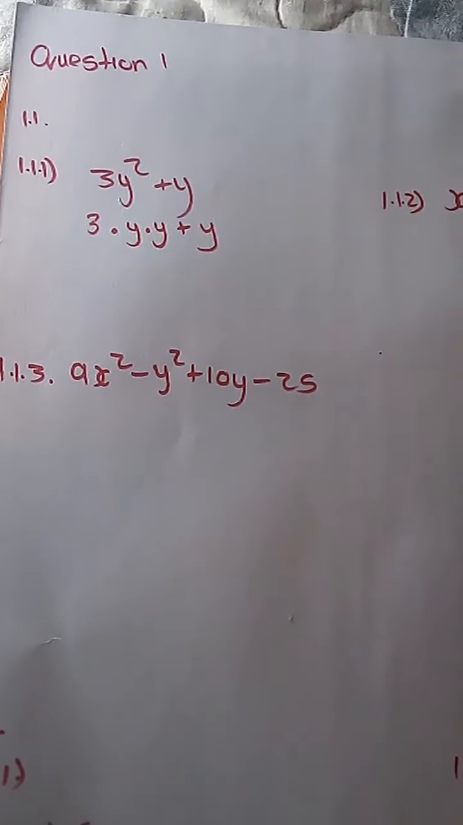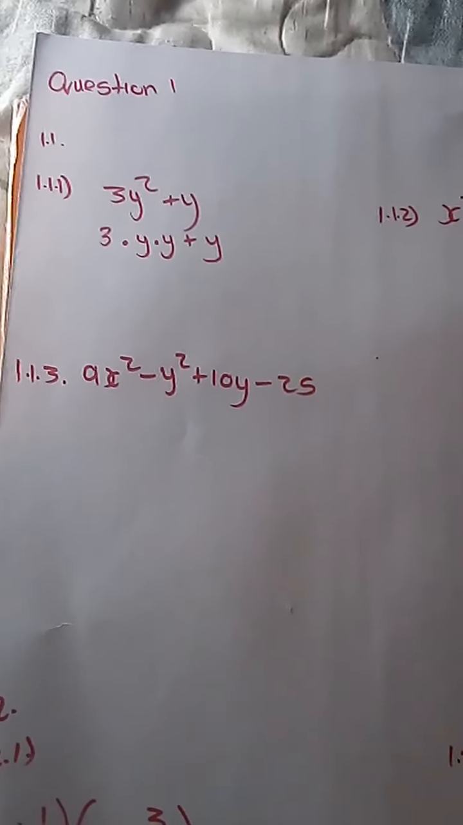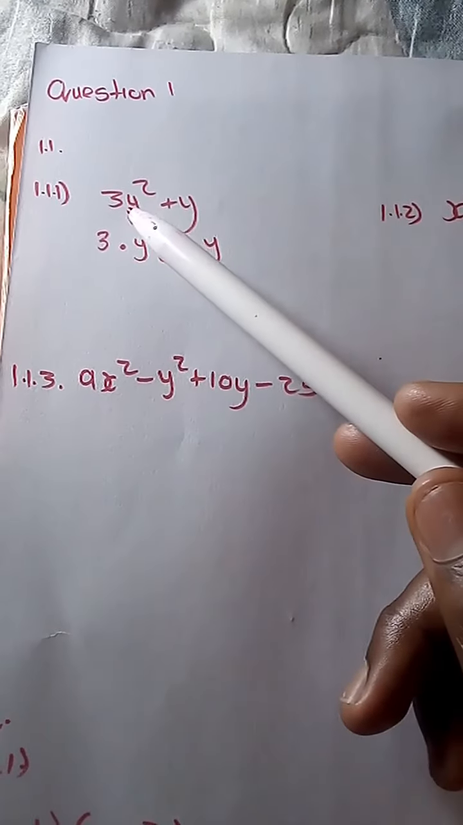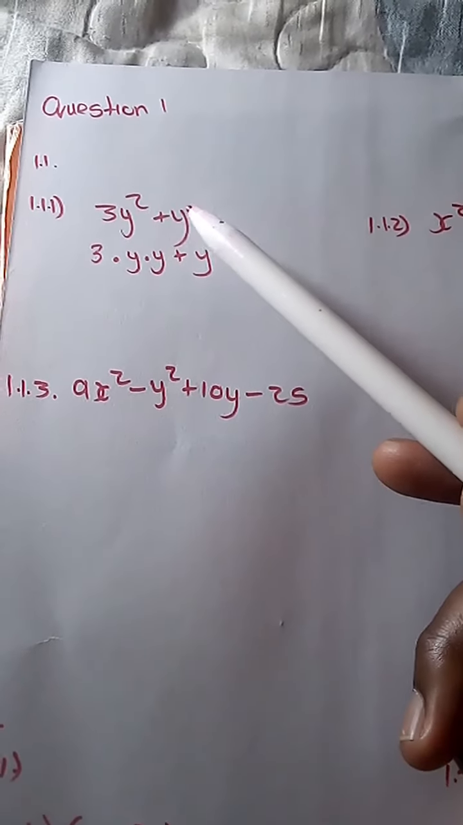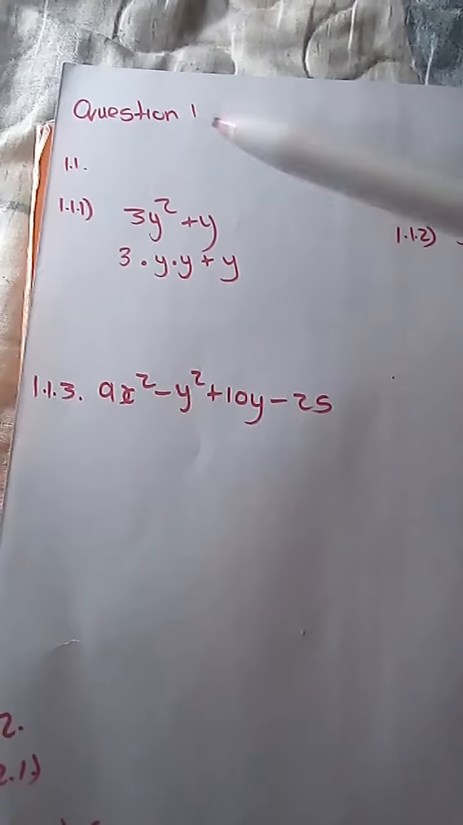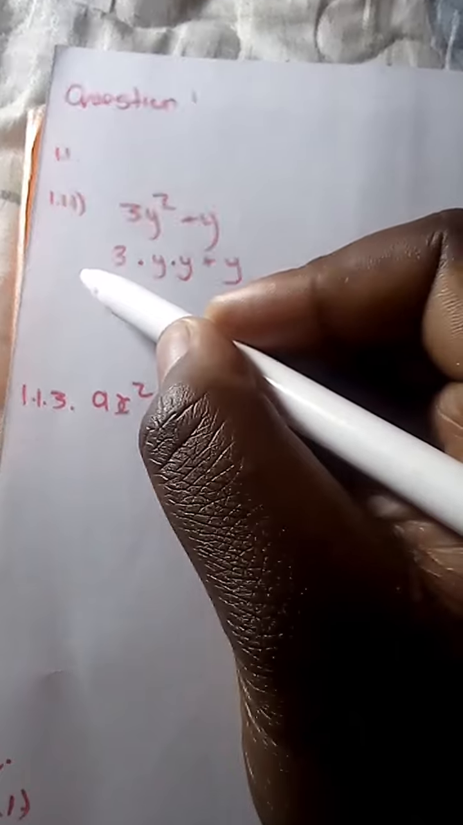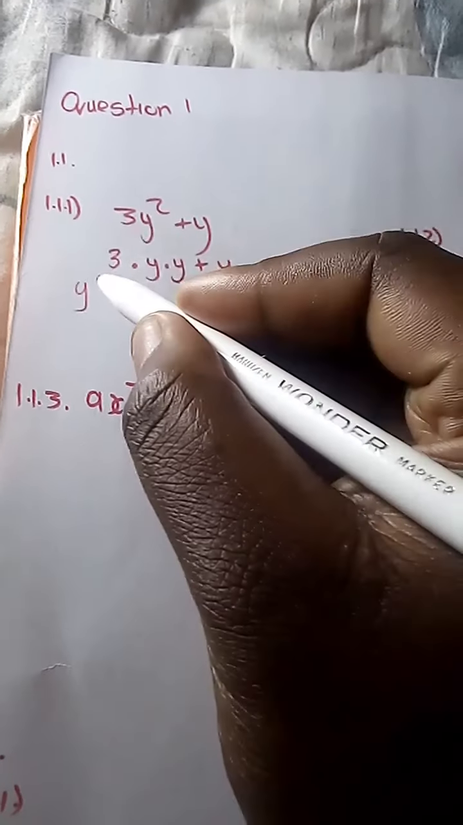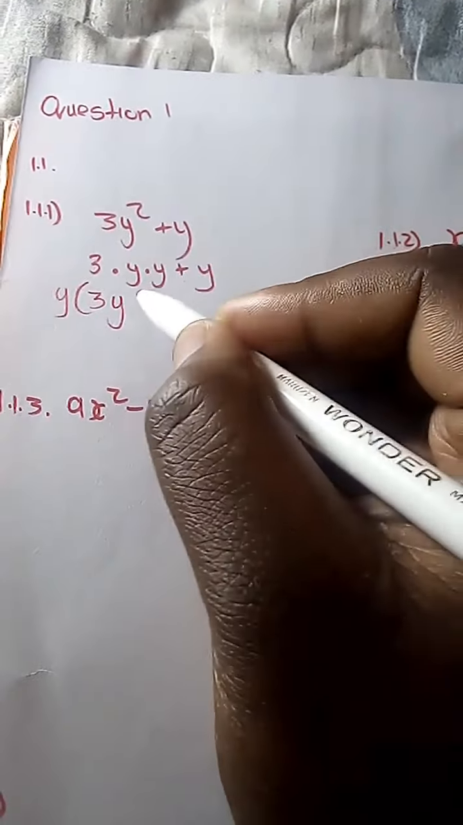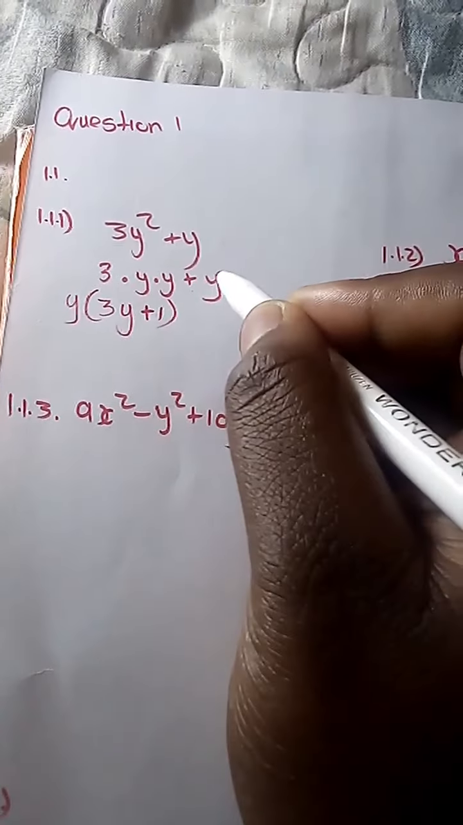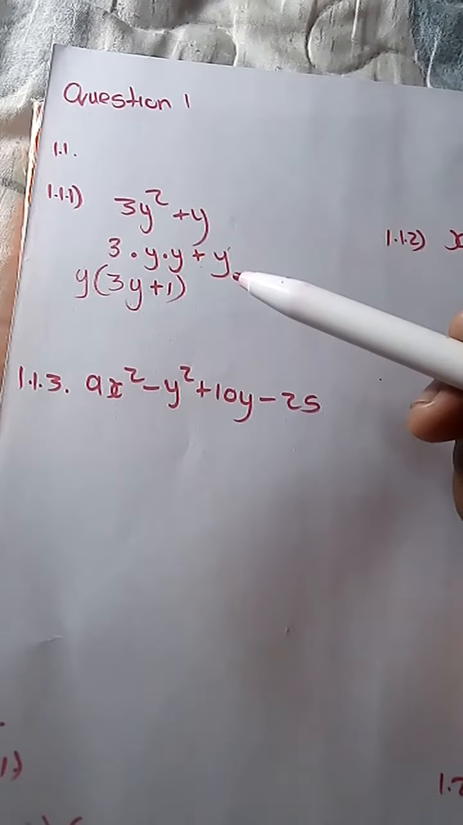So question 1.1.1, it says factorize 3y squared plus 1. What we have to do is take out the common factor. As you can see, 3y squared is the multiplication of 3y and y. Our common factor is y, because on this side we've got a y and on that side a y. So we take out our y, and it will be y into 3y and the 1 left. It will be plus 1 because this y is cancelled out with that one. So it will be y into 3y plus 1, and that will be our final answer.